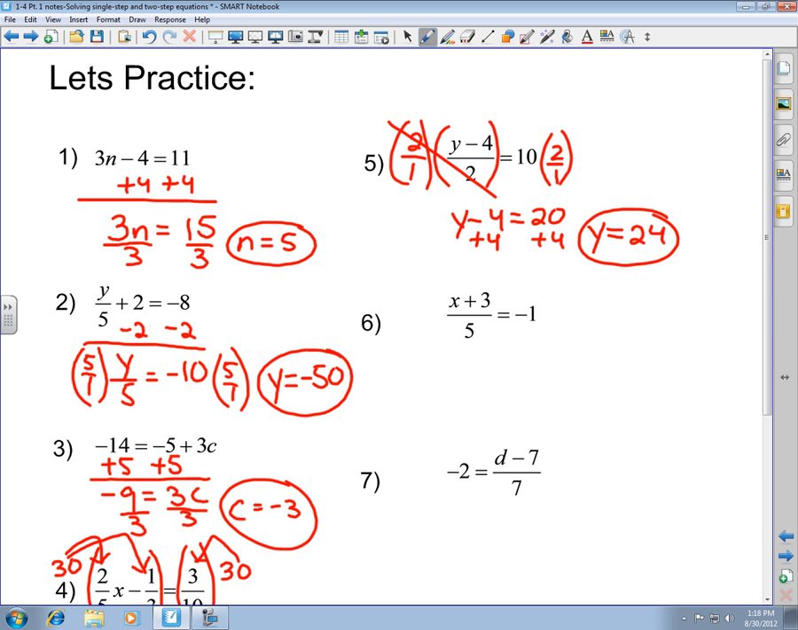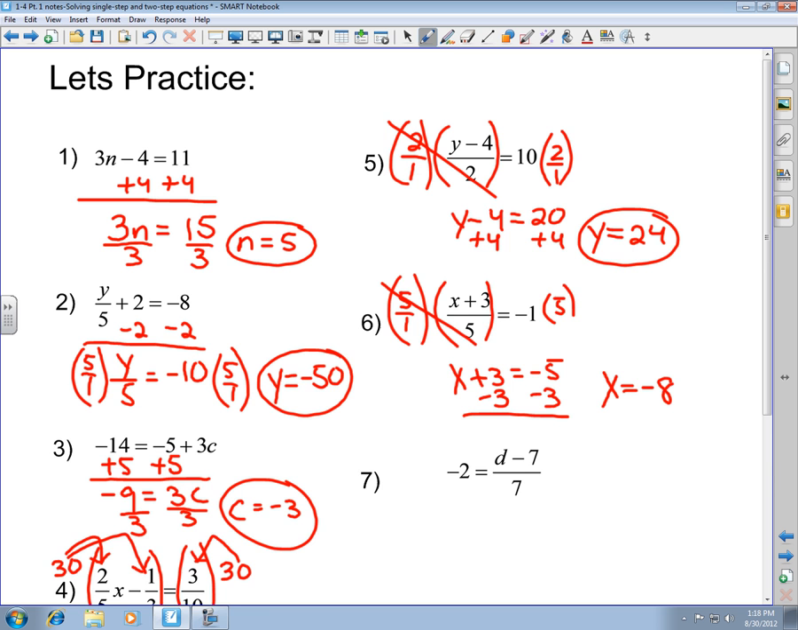X plus 3 over 5. You're going to multiply both sides by the reciprocal of 1/5, which is 5 over 1. The 5's cancel. X plus 3 equals negative 5. Subtract 3 from both sides. X equals negative 8.